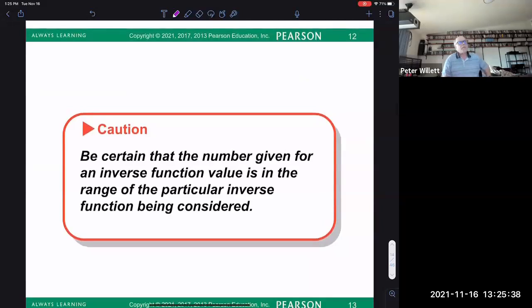So there's a caution box here. Let's see if we can make sense of it. Be certain that the number given for an inverse function value is in the range of the particular inverse function being considered. This is a caution based on the example they just showed us. Since -2 is not in the range of the sine function, it cannot be evaluated in the inverse sine function when you plug it in.